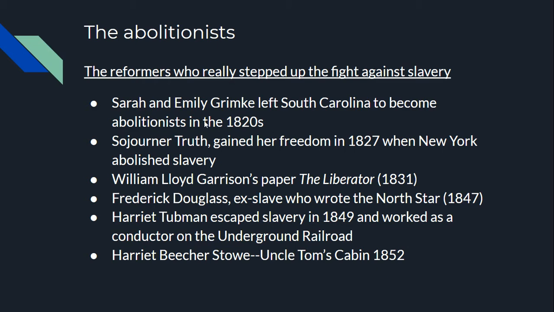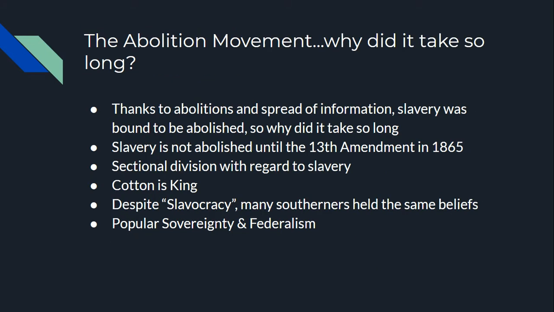Again, with the Grimke sisters, I said they left South Carolina to be abolitionists in the 1820s, which is true. One of them left in the early 1820s, one of them left in the late 1820s, if I recall correctly. Now, they may not have, quote unquote, officially become abolitionists, joining official groups, until the 30s. But, and again, that's why I don't get hung up on exactly what year it is, because it depends exactly what you're talking about.